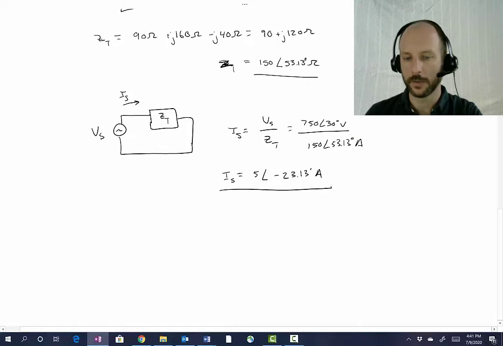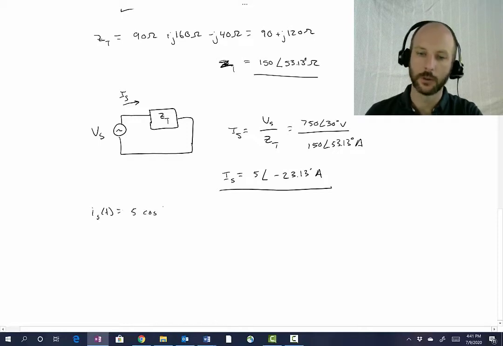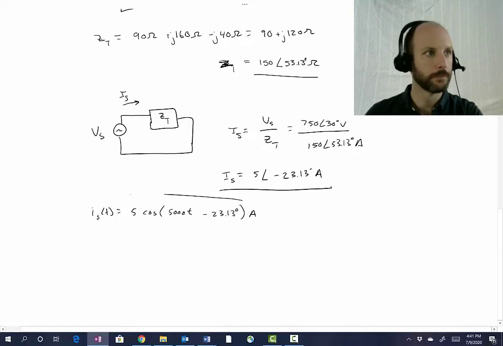So that's the final answer in phasor form. We're now converting it over into time domain because that's what was asked for. So we take the magnitude. In this case I calculated the peak, so we know that the formula for a current waveform is I peak times the cosine of omega t plus or minus phi. So we just fill those in. So i of t is equal to 5 cosine of 5,000 t minus 23.13 degrees. So that is the solution and the general method you'll be using in this class.